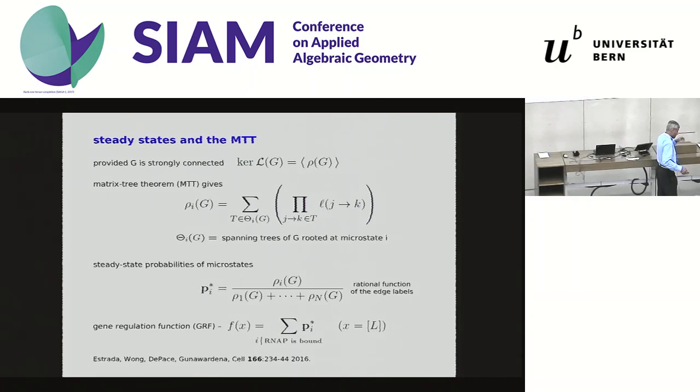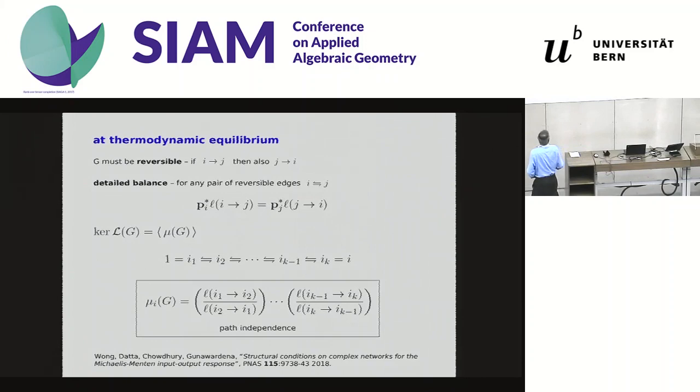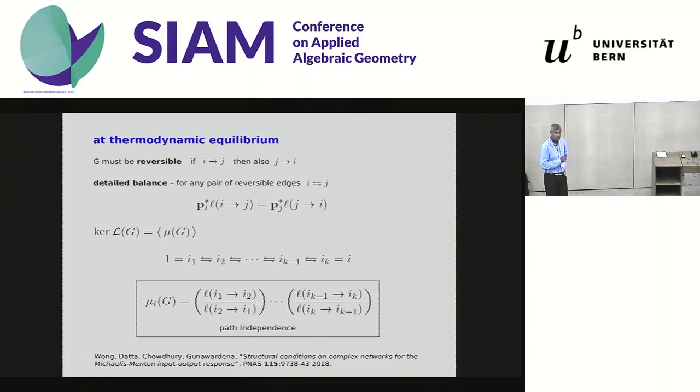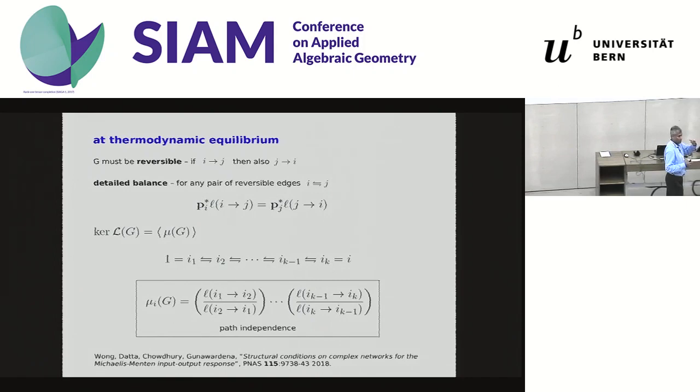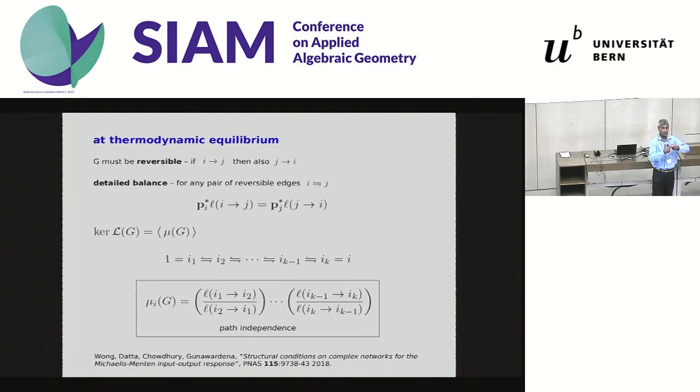So that's fine. We can do this for any graph. What happens at equilibrium? Well, at equilibrium, we have detailed balance. So what does that mean? It means, first of all, that the graph is reversible. Right? If I can go from microstate I to J, I must be able to take the reverse transition, not just any old transition, but the reverse transition from J to I.